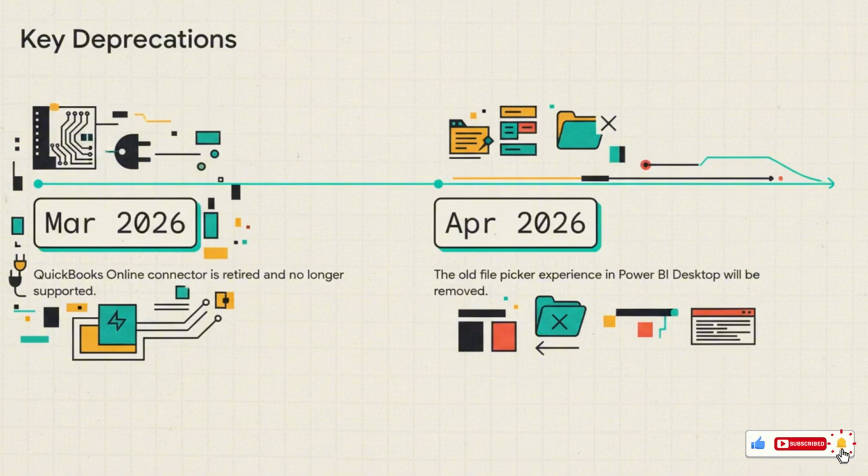As of this month, March 2026, the QuickBooks Online connector is officially retired. It's done. And then, starting next month, in April, the old classic file picker you might be used to in Power BI Desktop is going away for good.